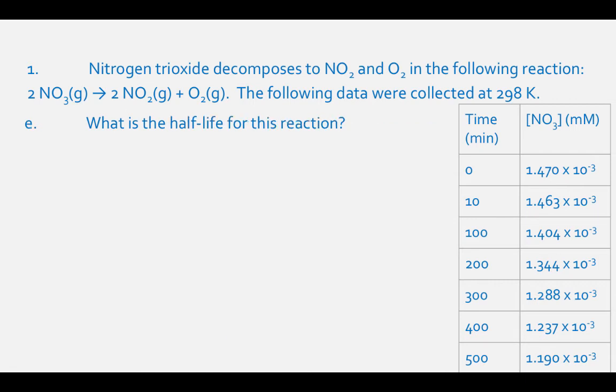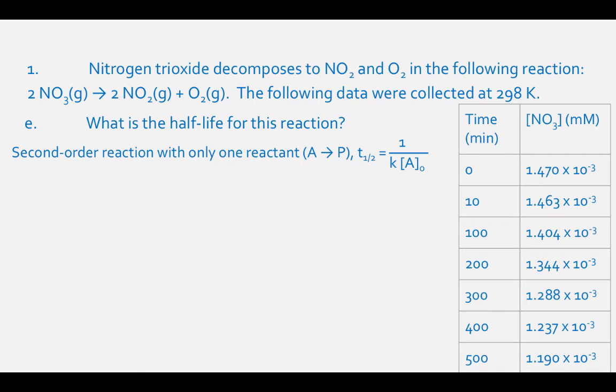In Part E, to find the half-life for this reaction, use the half-life equation for second-order reactions, which is for a second-order reaction with only one reactant, the half-life equals 1 over the rate constant times the initial concentration of NO3. Therefore, the half-life equals 1 over 0.3202 1 over millimolar times minute times 1.470 times 10 to the negative 3 millimolar.